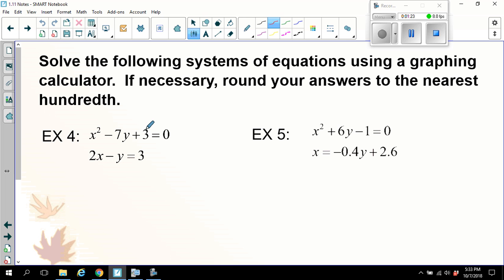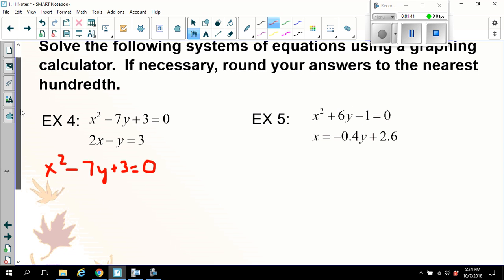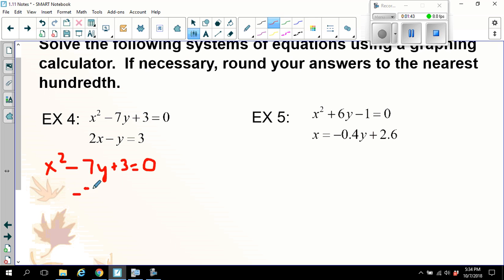So look here. It looks like we're going to subtract the 3 on one side and the x squared. I'm going to bring this one down here. So we have x squared minus 7y plus 3 equals 0. I'm going to subtract x squared and the 3 to the other side. So now I have negative 7y equals negative x squared minus 3. Now it's okay to have a negative x squared here because we still have to divide by our negatives, so that'll make it a nice positive.